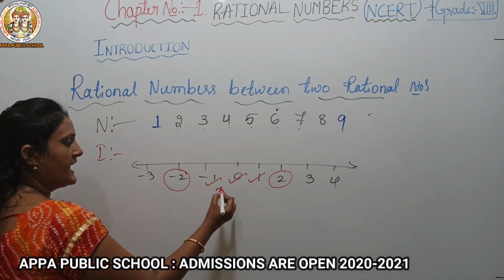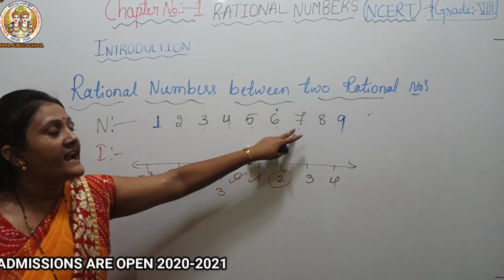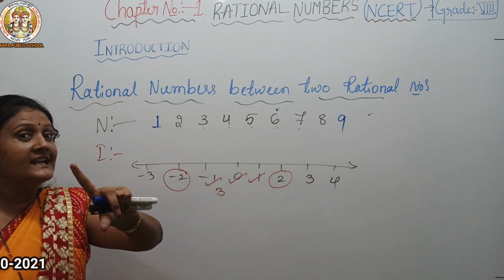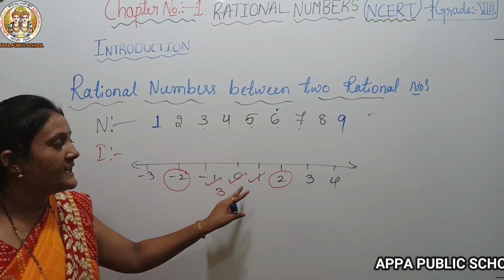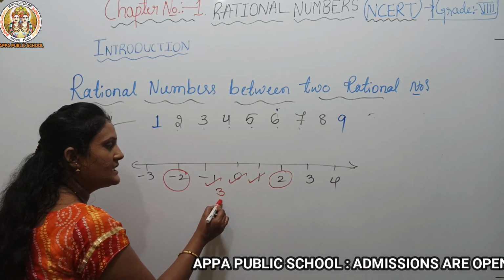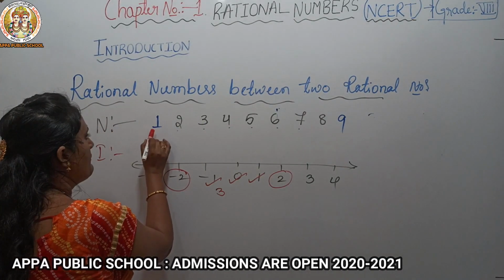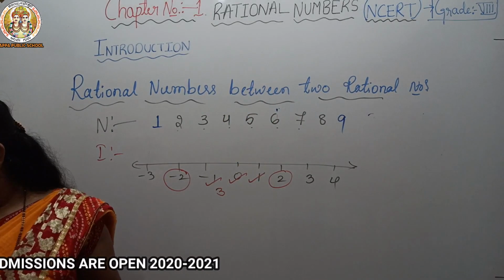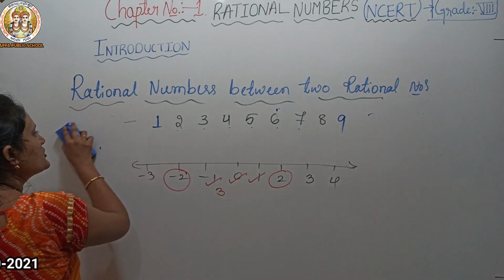3. It means in natural numbers we will get finite numbers. In between two natural numbers we will get finite numbers. In integers also we will get finite integers. So exactly 3 only we will get between -2 and +2, and between 1 and 9 we get exactly 7. But in rational numbers we will get infinite numbers. Let's check.